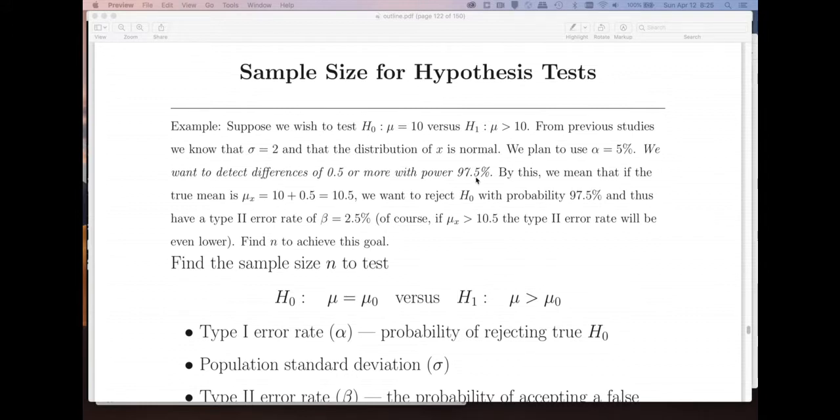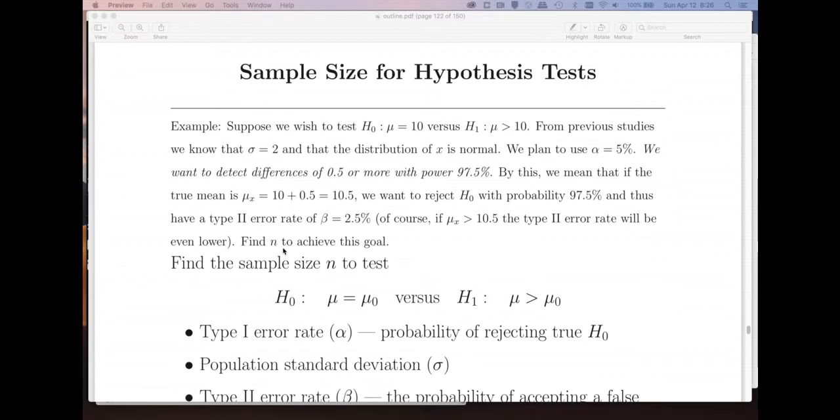Okay, so notice that implies 1 minus that is 2.5%. So my type 2 error rate is going to be 2.5%. So I've written out exactly what all this stuff means in this next sentence. By this, what we mean is that if the true mean is 10 plus this magnitude that we wish to detect, so a half, so 10.5, we'd like to be able to reject H naught with probability 97.5%. All right. The problem is, what n do I need to achieve this goal?